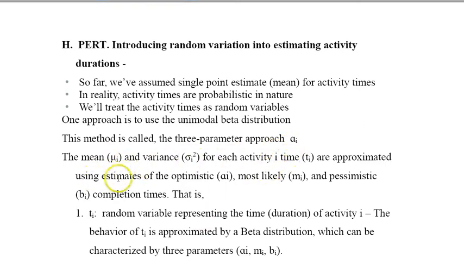So now we are given the most optimistic duration of the activity, we call it AI, the most likely, we call it MI or the mode, and the least likely or the pessimistic, we call it BI. From these 3 numbers for each activity, and knowing that the distribution is beta, we compute the mean for each activity and the variance for each activity. These are approximations, of course.